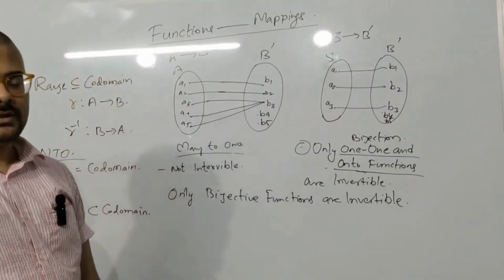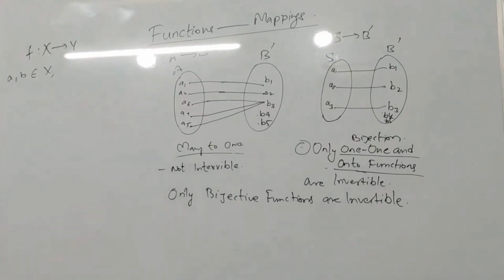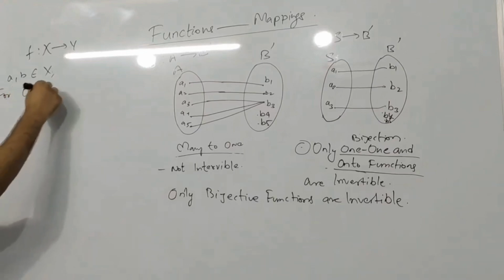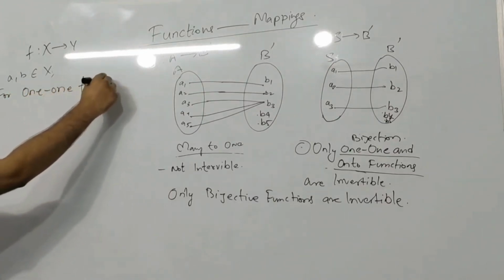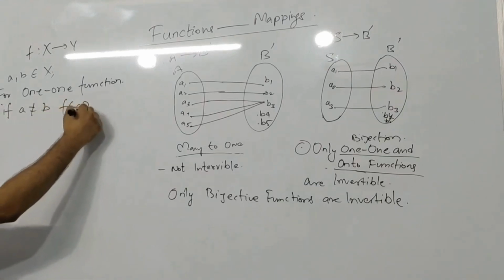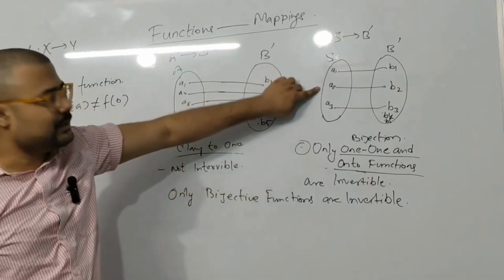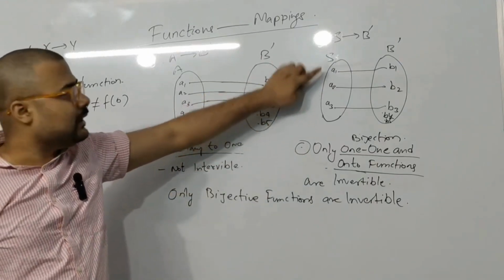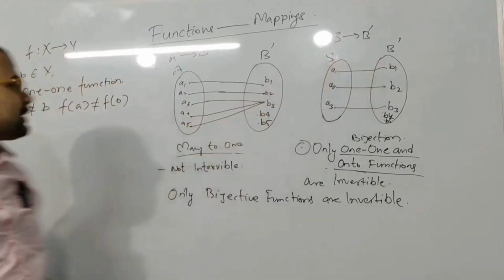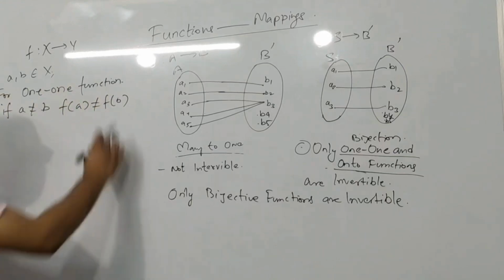So how do you prove if a given function is a one-one function or a many-one function? How do you prove it? Now for a one-one function, if a is not equal to b, then f of a is not equal to f of b. Is this not the case? By the definition of a one-one function, for any two different elements, their images must also be two different elements. So for a one-one function, if a is not equal to b, then f of a is not equal to f of b.